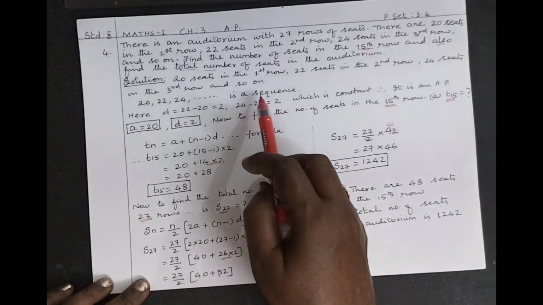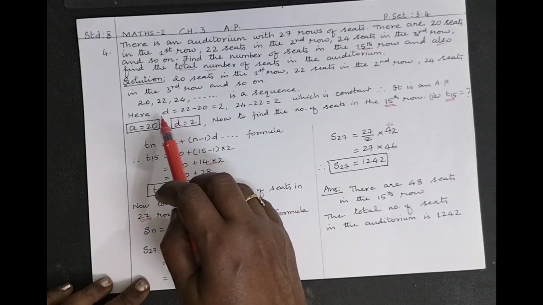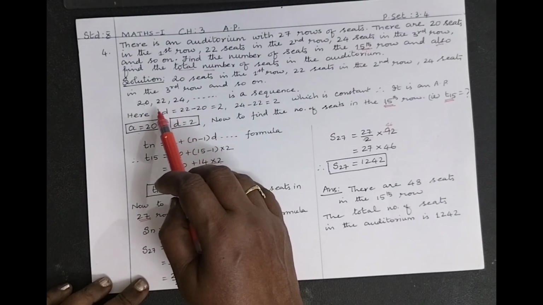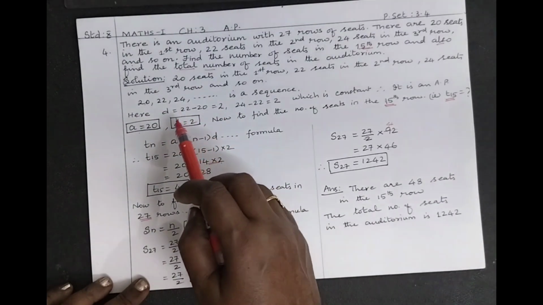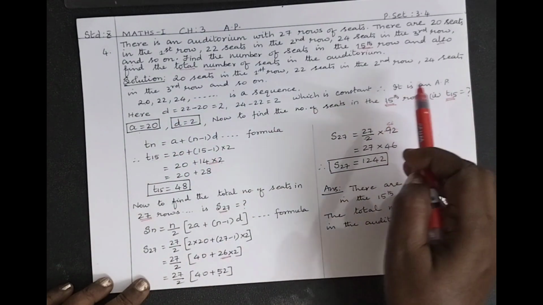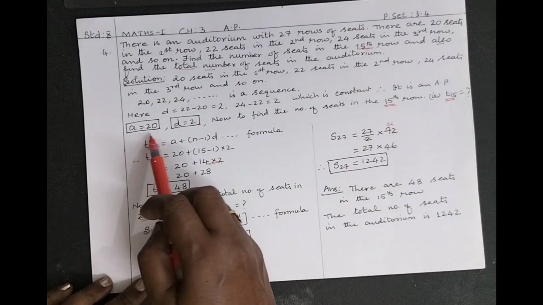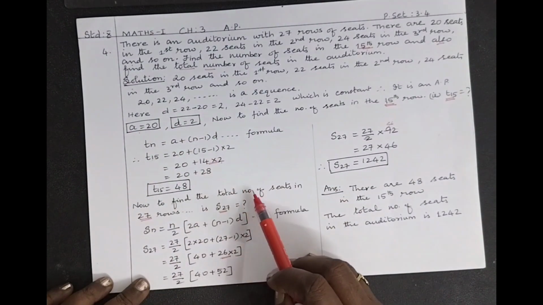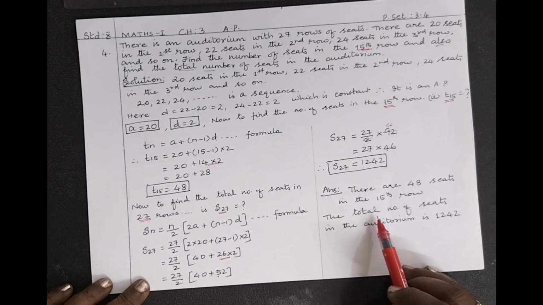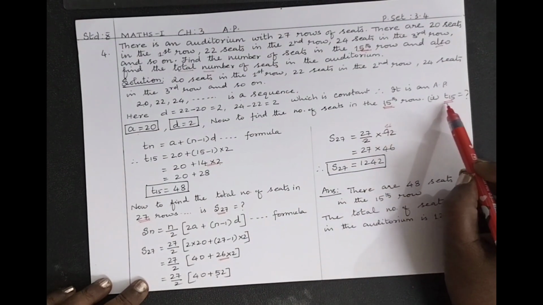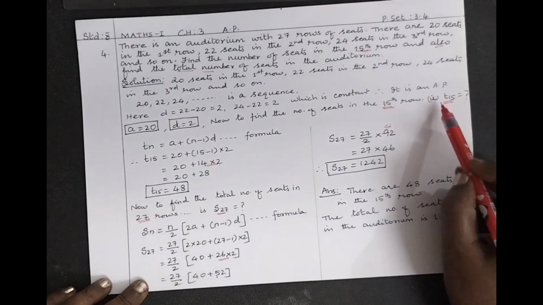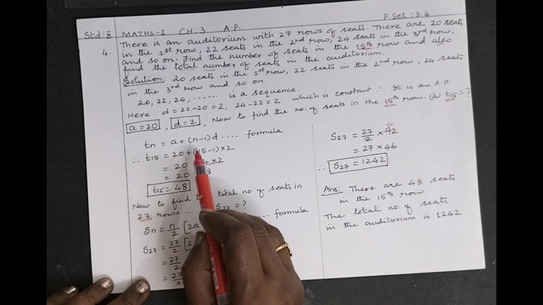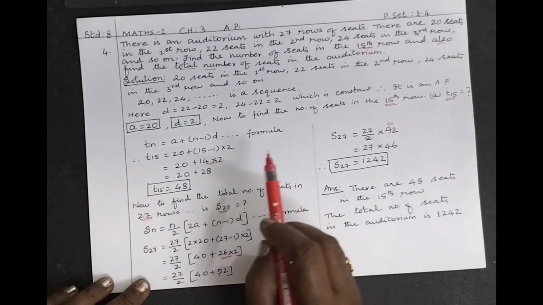This is a sequence. Now since D is constant everywhere, 22 minus 20 is 2, 24 minus 22 is also 2. Since D is constant everywhere, this is an AP. Now A is first term, that is 20, D is 2. Now to find the number of seats in the 15th row, that is T15. For that first write the Tn formula. Tn equal to A plus n minus 1 into D.